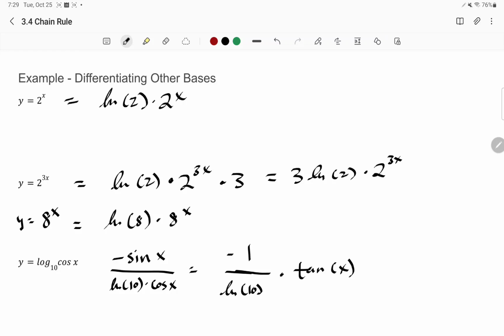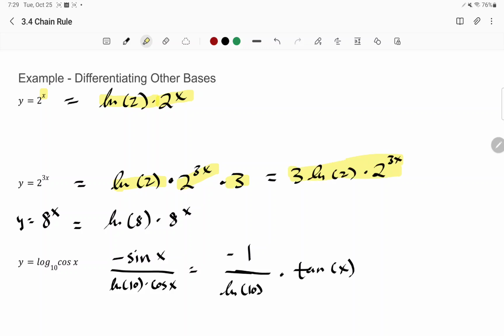Okay, if we take a look at these, for the first one, it's going to be pretty straightforward. It's just the natural log of your base times your function, and in that case, your exponent is just x, so it's pretty simple. On the next one, it's the natural log of your base times your function times the derivative of your exponent. In this case, it's just 3. And then you can simplify that, but you can't really do much with it.